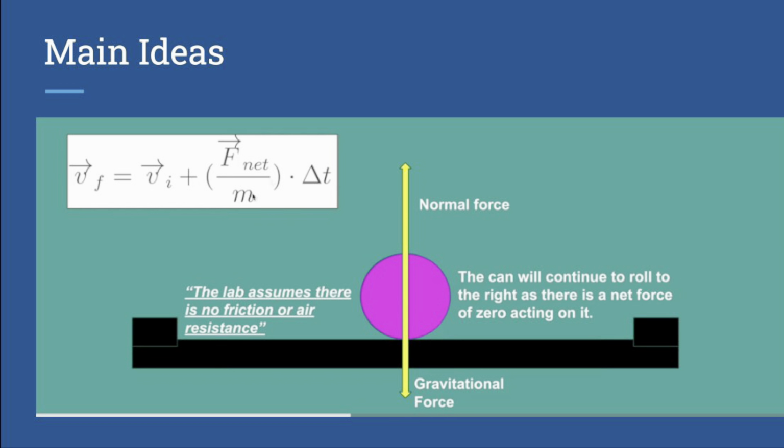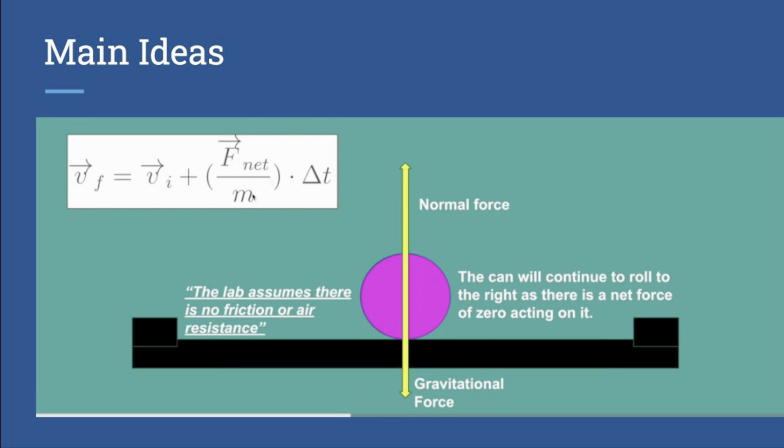In this case of the can moving at a constant velocity, this implies that the speed and direction of the can remain unchanged. This means that the can's acceleration is also zero. Now, according to Newton's second law, a version of which can be seen on screen over here, the net force acting on the object must also be zero.